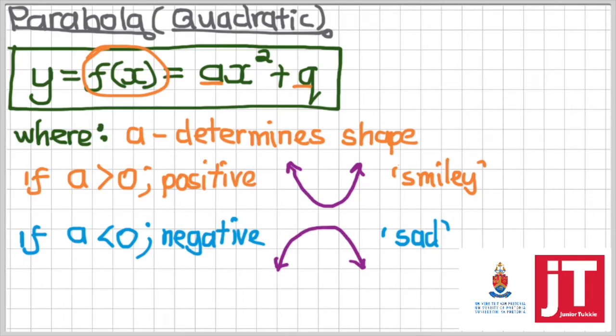Then let's look at the effect of q on the graph. The concept of q revolves around vertical shifts. If it's a positive q value, it means your parabola will shift by q units upwards. If it's negative, the opposite is true. It moves down by q units.